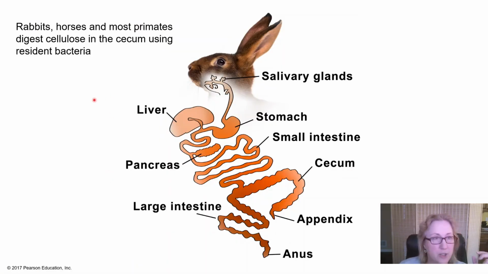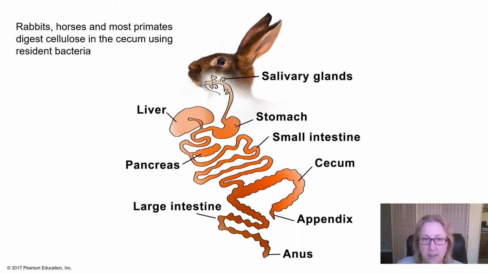So here's a rabbit which has hindgut fermentation, and this adaptation allows these organisms to survive on a diet that is almost exclusively plant material, with a huge amount of cellulose in the diet. The animals themselves cannot digest cellulose. It is their symbiotic bacteria living in their gut that can digest the cellulose.